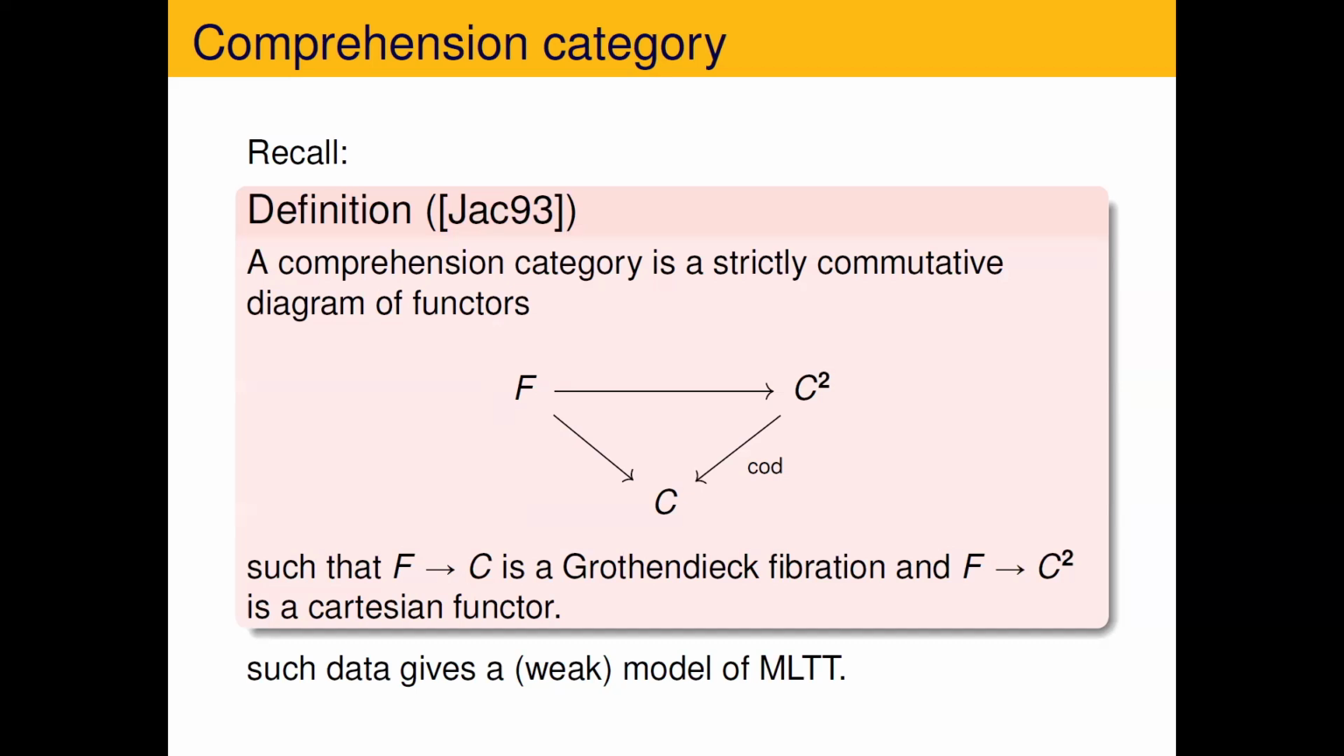But what I want to note about this definition is that this category F, which appears in this definition, is normally some kind of class of fibrations in some way. And yes, such data gives a weak model of Martin-Löf type theory. I guess it gives a strong model of CCTT, and maybe that's an important difference to note. Some of the types you want might be kind of pseudo in some way.